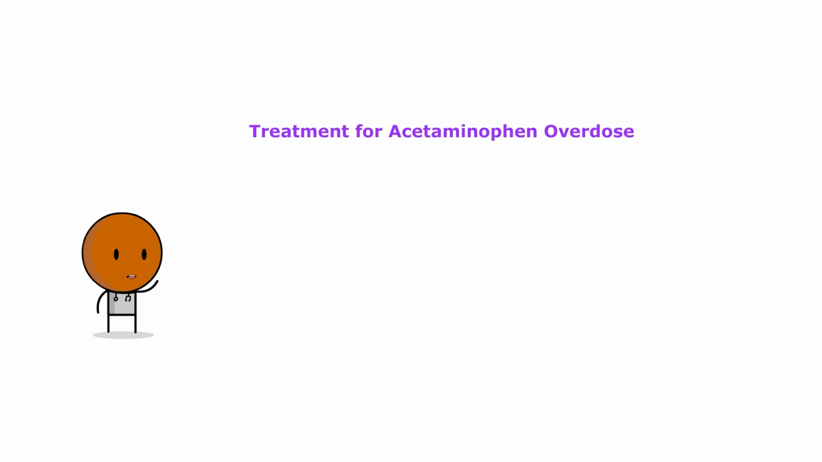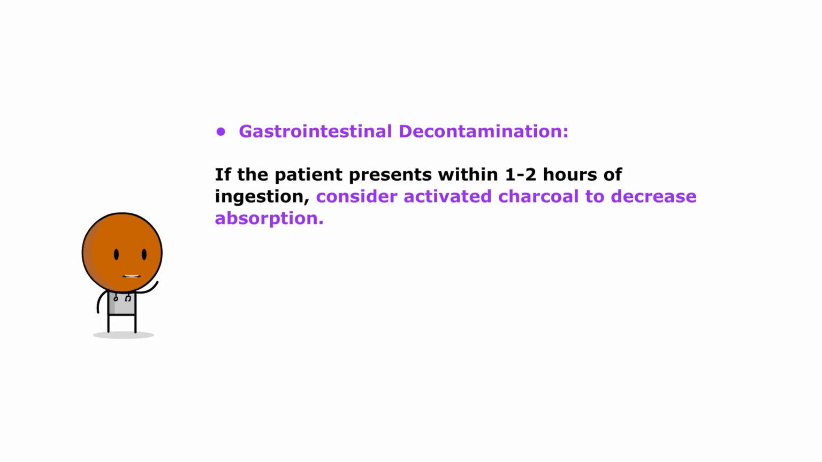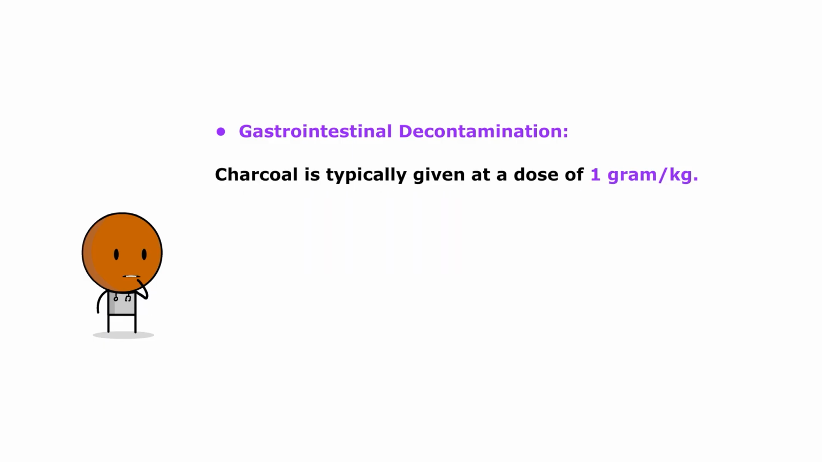Regarding the treatment, there are 3 major modalities. First is gastrointestinal decontamination. If the patient presents within 1 to 2 hours of ingestion, you can consider activated charcoal to decrease absorption. Charcoal is typically given at a dose of 1 gram per kilogram.